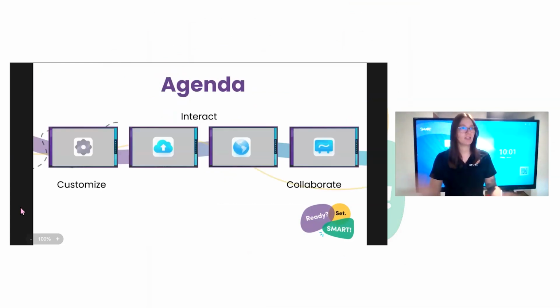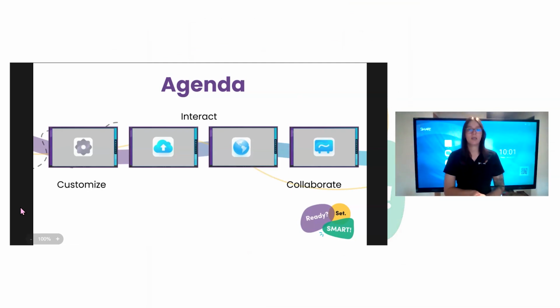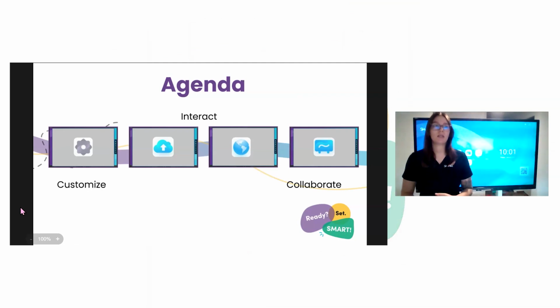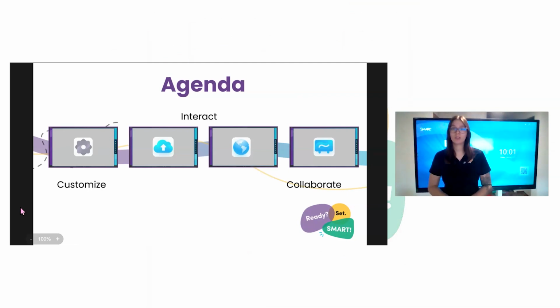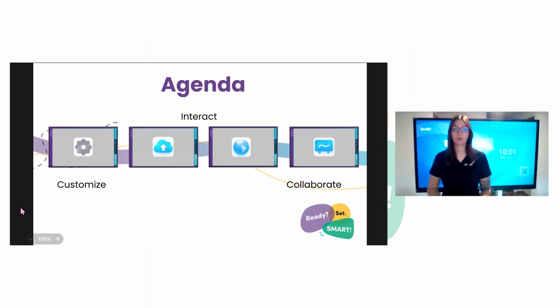Now let's just dive right into it. We're going to start just talking briefly about our agenda. We're going to talk about some customization features that are really important with our GX. We'll also be talking about how we can interact with the board utilizing our Google Drive or OneDrive. And then we'll hop into the browser for a moment, and then we're going to spend the majority of our time today in our Whiteboard, learning how we can use that tool for collaboration.